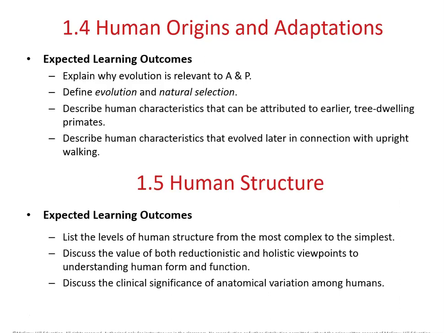At the end of this video, for section 1.5, you should be able to describe the levels of structure from the simplest to the most complex, or vice versa. You should be able to differentiate between reductionist and holistic viewpoints, and you should be able to summarize why anatomical variation between humans is really important in the study of anatomy and physiology.